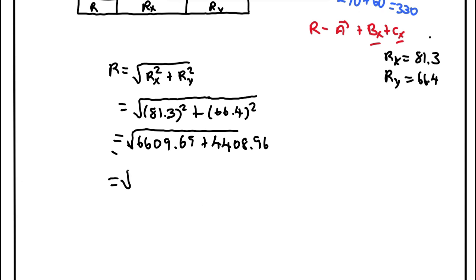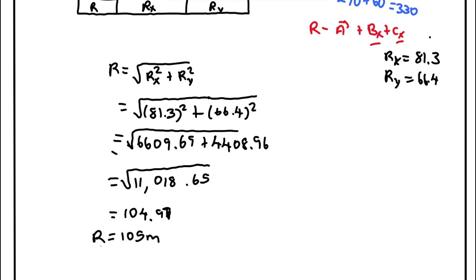This gives us the square root of 11,018.65, and we take the square root. This gives us 104.96. Let's round that to 105. So our resultant finally is 105 meters.